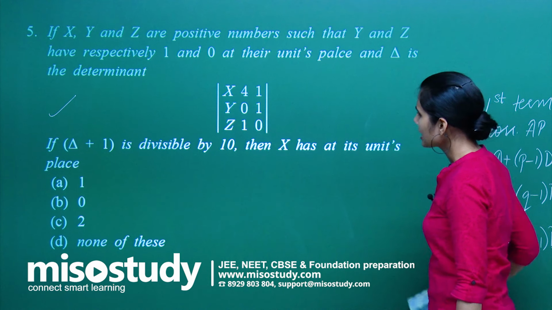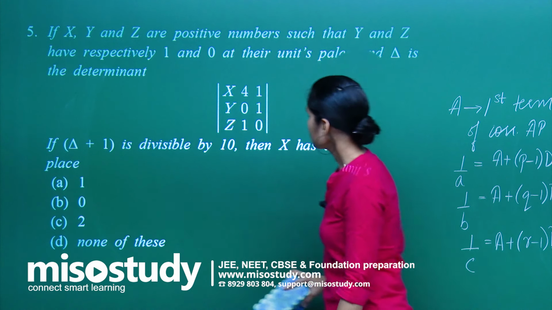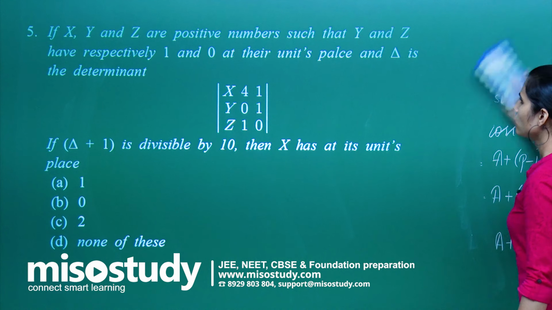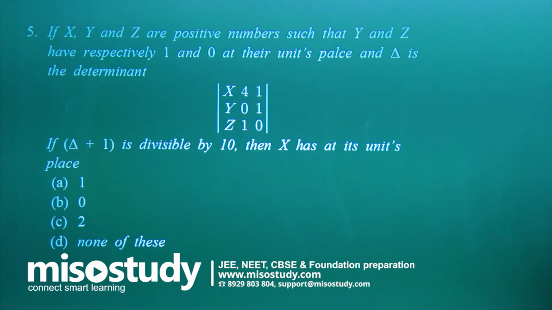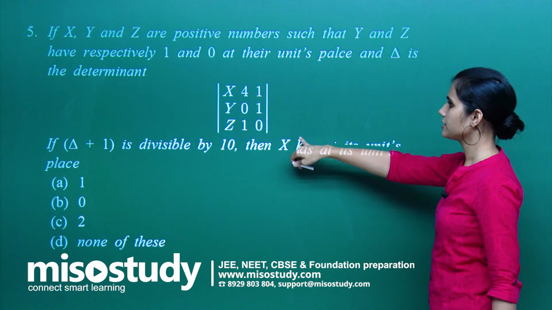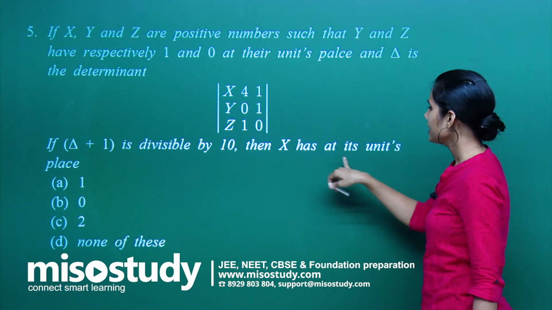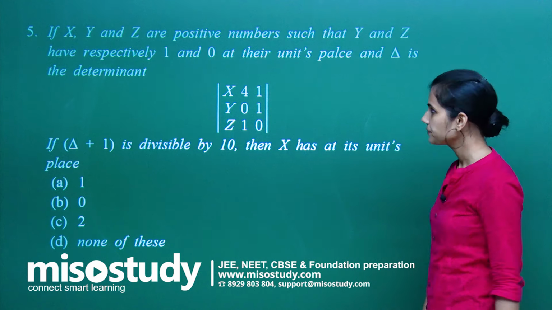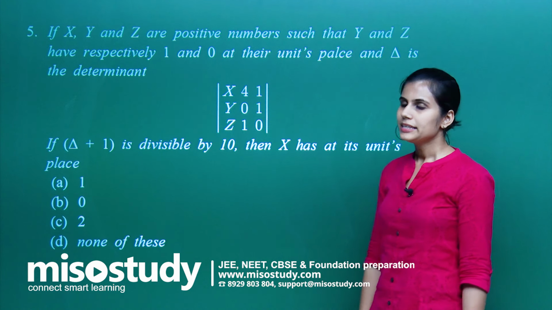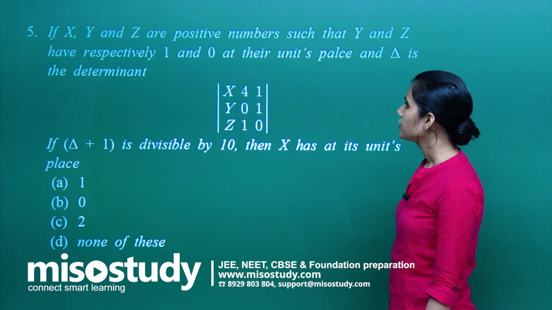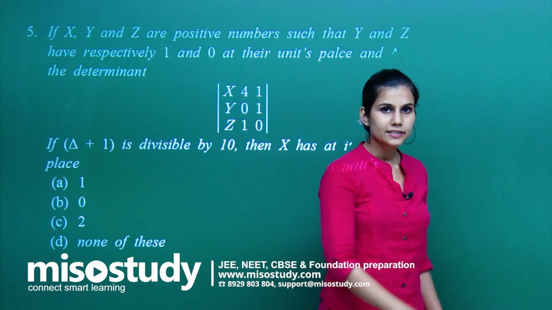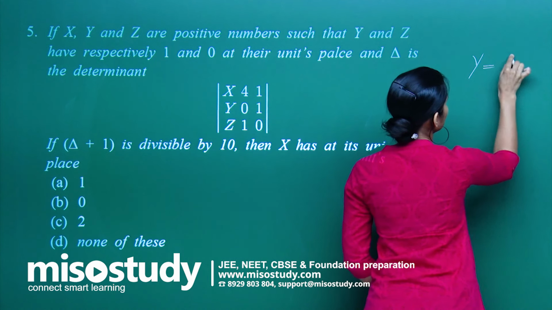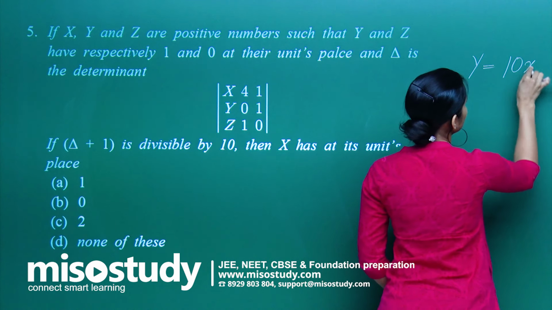Now it says if capital X, capital Y, capital Z are positive numbers such that Y and Z have 1 and 0 at their units place. Okay. If Y and Z have 1 and 0 at their units place and delta is this determinant, if this is divisible by 10, then X has at its units place what? So basically X, Y and Z are being divided by 10 and the remainders that are left are actually given to you. When Y is divided by 10, you get what?